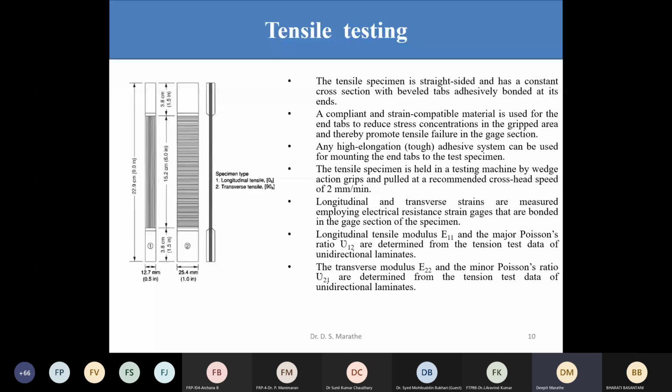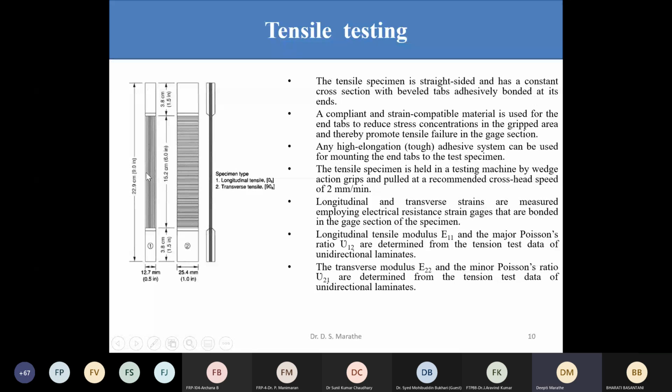Now what I'm going to get through this is, if I'm going to do a tensile test for a longitudinal specimen which has all the fibers aligned at 0, I'm going to get E1 and I'm going to get sigma 11 and I'm going to get mu12. How will I get mu12? I will put in strain gauges to measure the strain in the longitudinal direction and also to measure the strain in the transverse direction. So from the basic definition of Poisson's ratio, I am going to get the value of mu12.